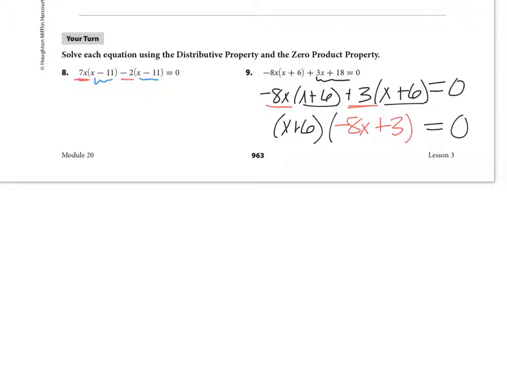So now I can find my zeros. So what makes that 0? X equals negative 6. What makes that 0? Remember, I'm going to do this using a shortcut. Take the opposite of this, which would be negative 3, and then what do I divide by, since that's multiply? So if I divide by negative 8, I end up with this, and then you can change it to a positive.